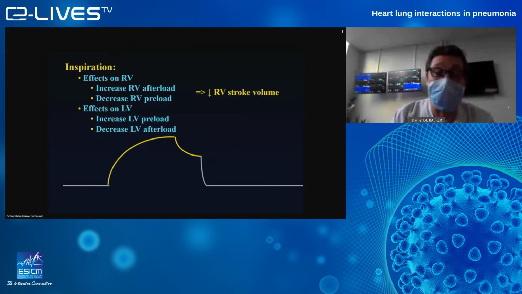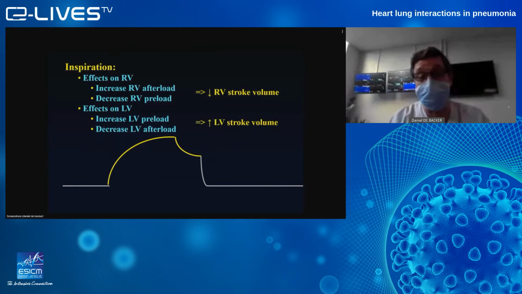So both of these effects on the left ventricle may, of course, increase the left ventricular stroke volume. We can immediately realize that the increase in left ventricular stroke volume will be higher in conditions where the patient is preload dependent, because in this condition, the increase in the left ventricular preload will increase the stroke volume. But even in patients who are not preload responsive, the decrease in afterload may, in some conditions, already increase somewhat the left ventricular stroke volume. Usually it will be quite minimal, so we'll see that the heart-lung interactions can be used to really predict the response to fluids.